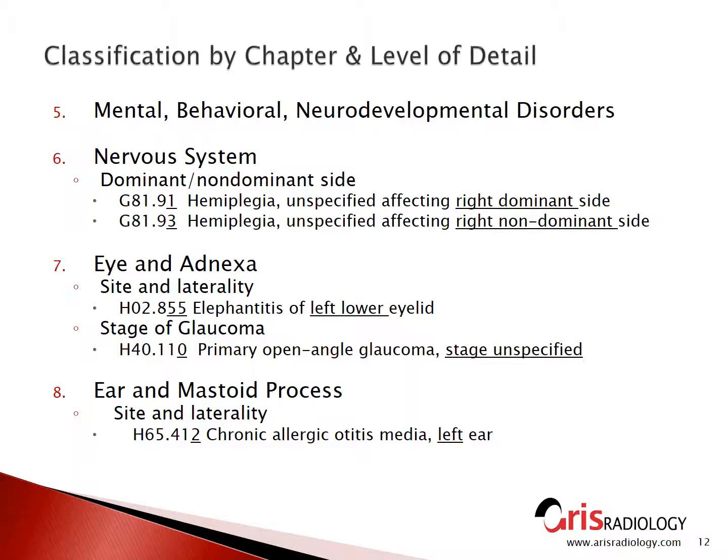Sight and laterality are coded, as in this example, for elephantitis of the left lower eyelid. The stage of glaucoma is represented in the 6th character, 0 meaning unspecified stage in this example. Chapter 8, Ear and mastoid process, also specifies sight and laterality, as in the example, chronic allergic otitis media of the left ear.